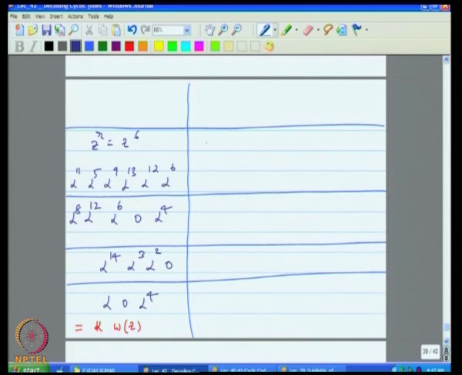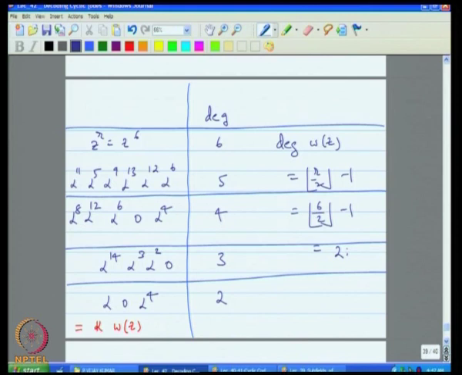Now let us keep track of the degree of these entries. This is 6, this is 5, this is 4, this is 3, this is 2. On the other hand, we said that the degree of omega of z is equal to r over 2 minus 1, which in our case is 6 over 2 minus 1, which is 2. So, what we are actually looking for is the first instance when the degree is either 2 or less than 2. You notice that this is the first instance at which the degree of the polynomial in the leftmost column is 2 or less than 2.